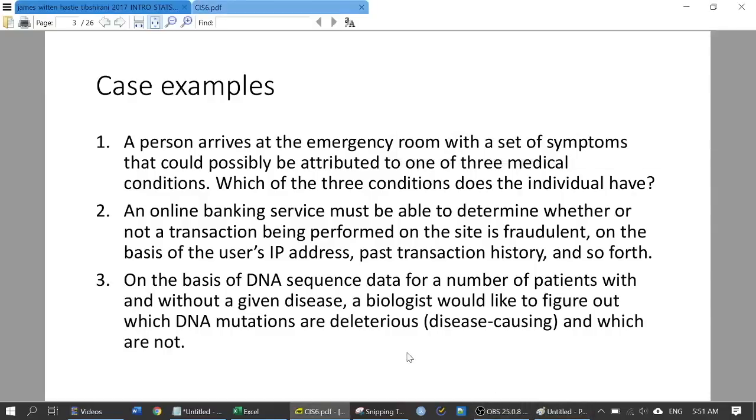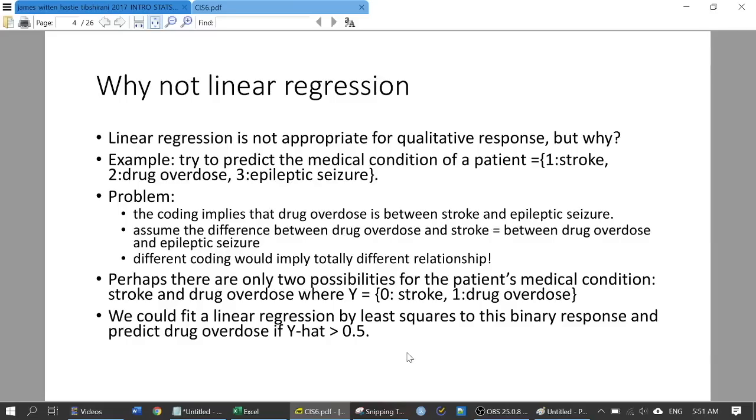In the third example, on the basis of DNA sequence data for a number of patients with and without a given disease, a biologist would like to figure out which DNA mutations are deleterious, or disease causing, and which are not. Basically, we look at the DNA sequence and try to classify whether these mutations are deleterious or non-deleterious. So there is a binary category for this one. All these examples call for a classification technique because obviously the response variables are categorical.